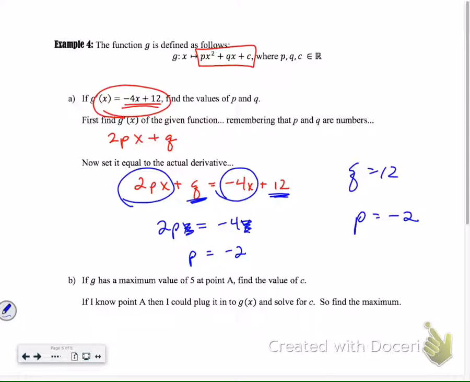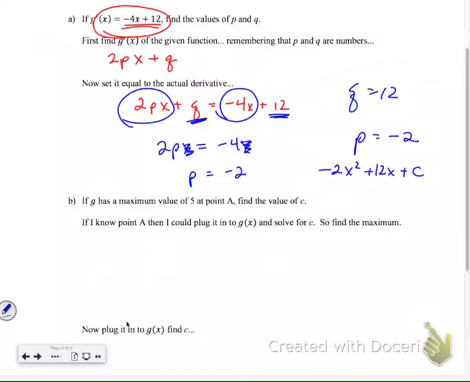So all it said there was to find the p and the q, but if I need to find my actual equation, I'd plug that back in. Now, we actually are going to need to do that, so let's go ahead and do that. So that's going to be negative 2x squared plus 12x plus c. Now, I don't know what c is, but we're going to work on that in the next part. Okay.